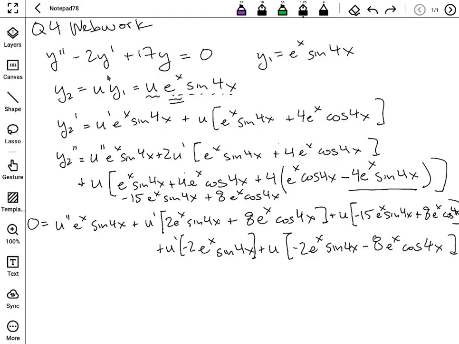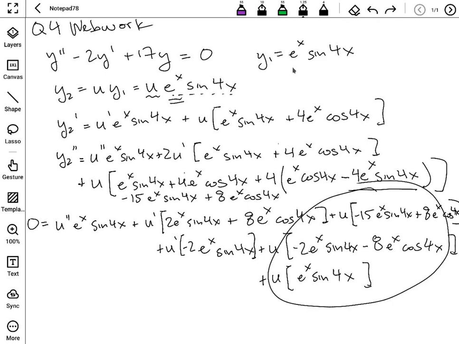My last term is just this plus 17y, so all I'm going to do is take 17 and multiply it by the original guess for y2 I had. So it's going to be plus 17u e to x sine 4x, or emphasizing that u is out front, I could just see it like this. So with these reduction of order problems, at this point I should expect, if I did everything right, all of these u terms over here should simplify to 0. So let's see if that happens. Oh, I forgot to write my 17 somehow. There.